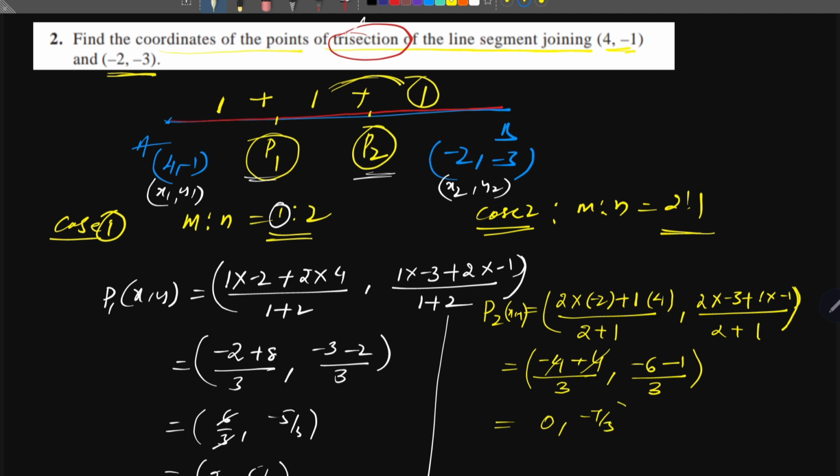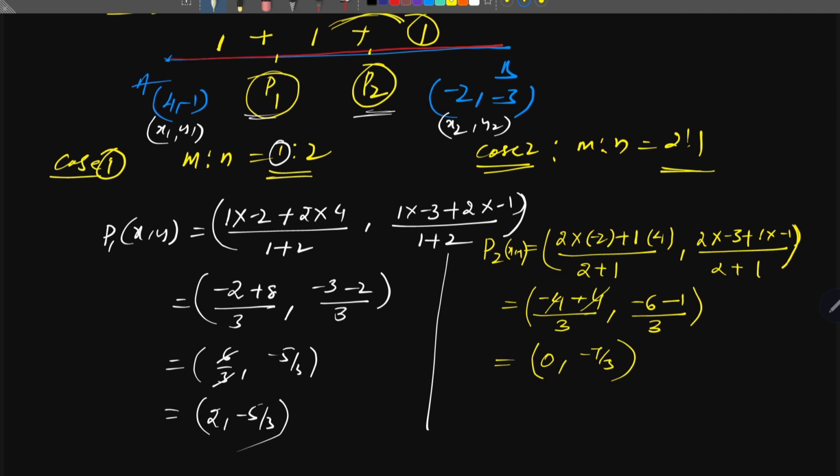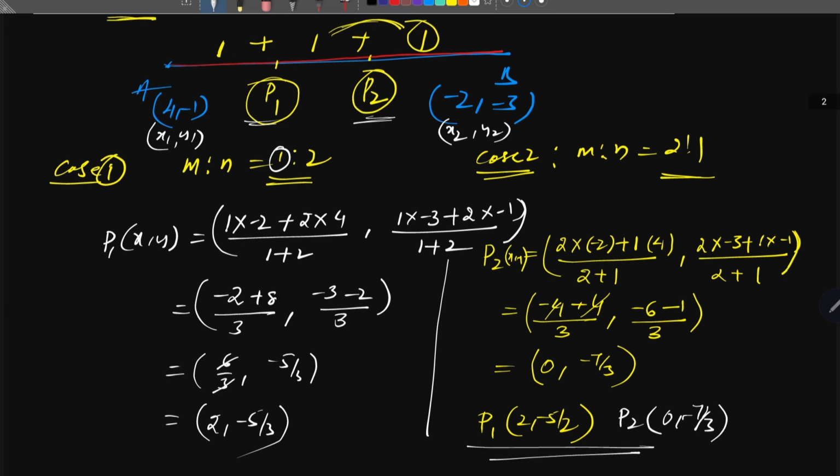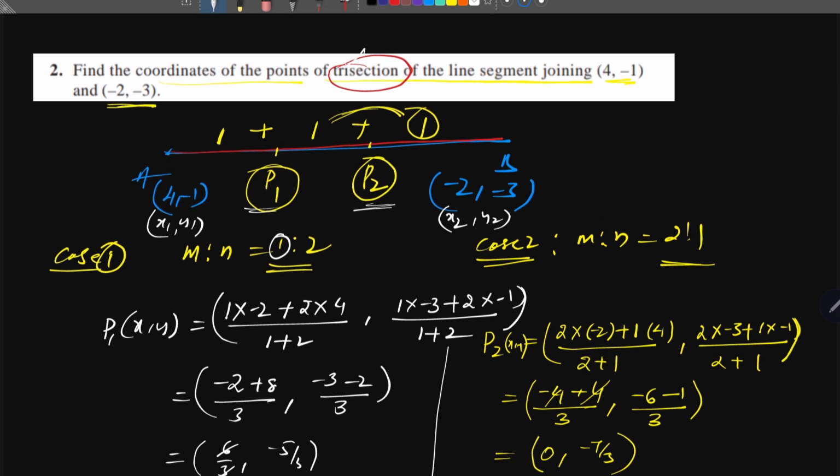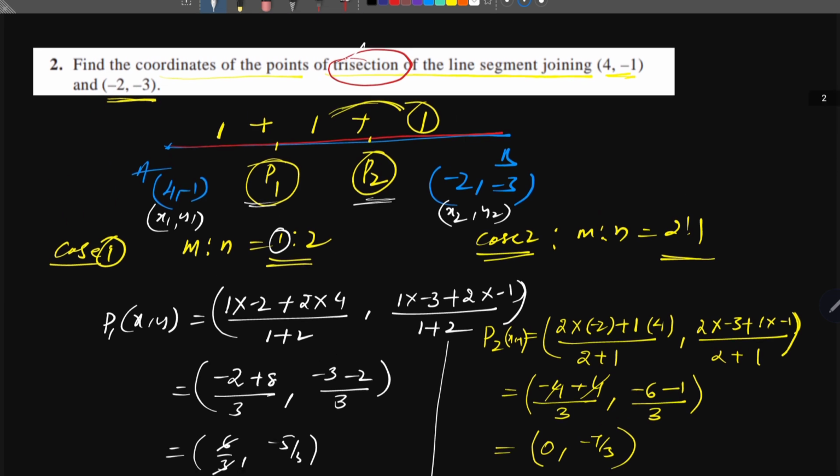So there are two different locations we got, P1 and P2. Therefore we can conclude that the first point of trisection is P1, which is 2 comma minus 5 by 3, and the second point of trisection, let us take P2, is 0 comma minus 7 by 3. So these 2 points together are called the points of trisection for the given two different points.